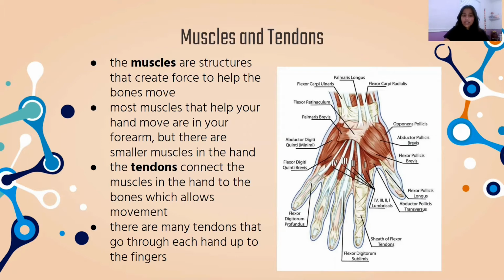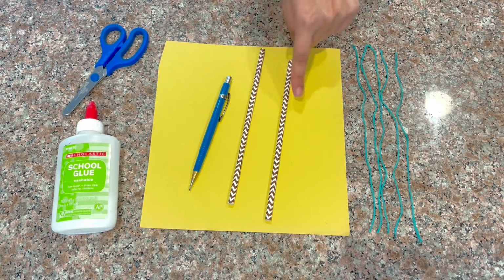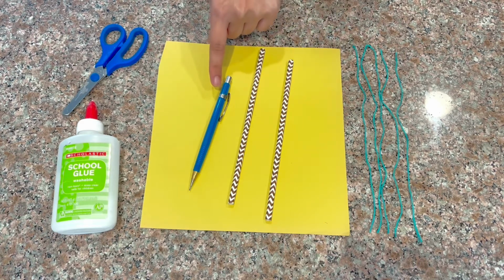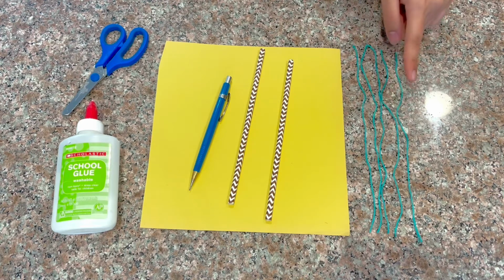Now we can move on to the activity. For this activity, you're going to need glue, scissors, 1 piece of construction paper, it doesn't matter what color, straws, a pen or pencil, and 5 pieces of pre-cut yarn.